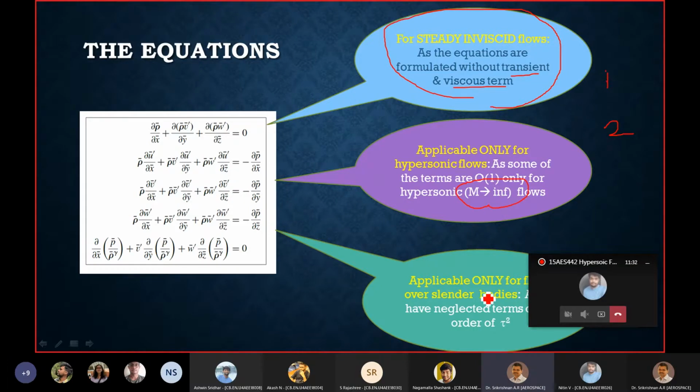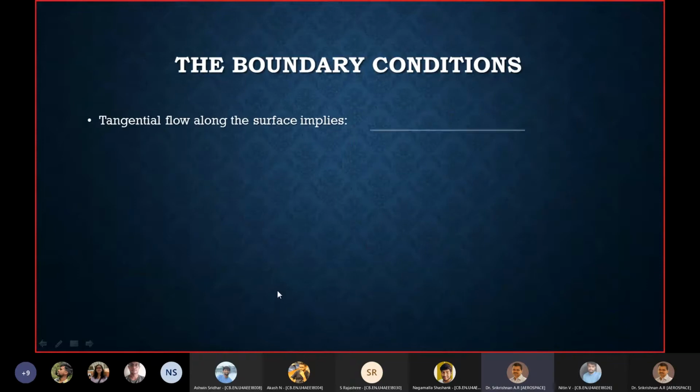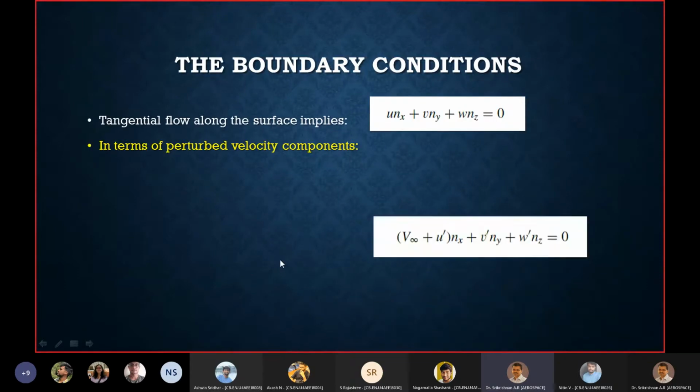And the third condition is, as we have always said, that we are looking at slender bodies. Slender bodies means tau squared is significantly less than 1. That is, tau is smaller than 1, so needless to say, tau squared is going to be very small, and can be negligible as compared to unity. So based on these three conditions, we have this set of equations which we saw yesterday. Now, coming to the boundary conditions, how are we going to apply them? This velocity vector.